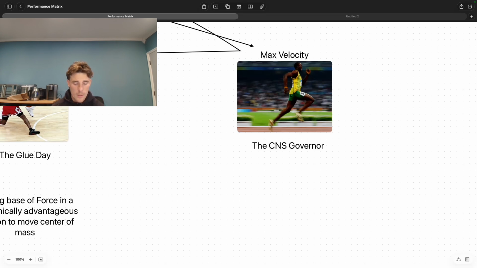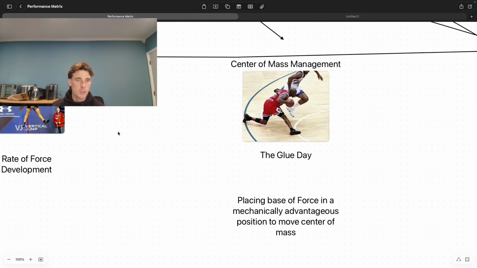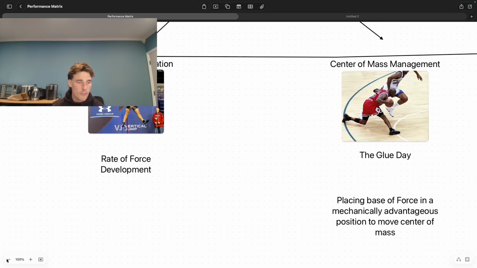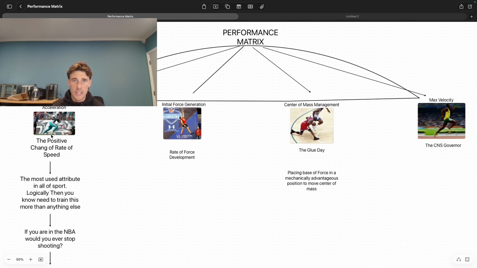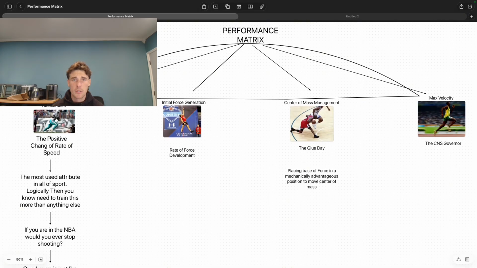So what we're going to do when we go through a typical training cycle is start off our first day with acceleration. Because it's the most important attribute. It's what you need to be the most fresh for. Because, again, we use it the most. We need to be the best at that. Initial force generation aids acceleration because it gets the ball rolling. It gets your momentum going right away.